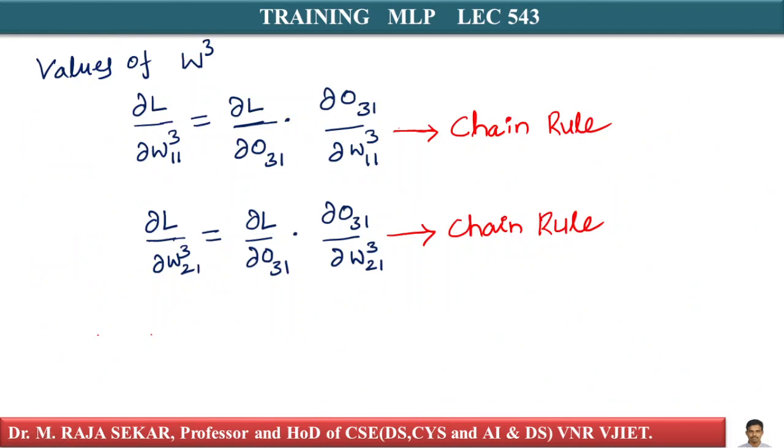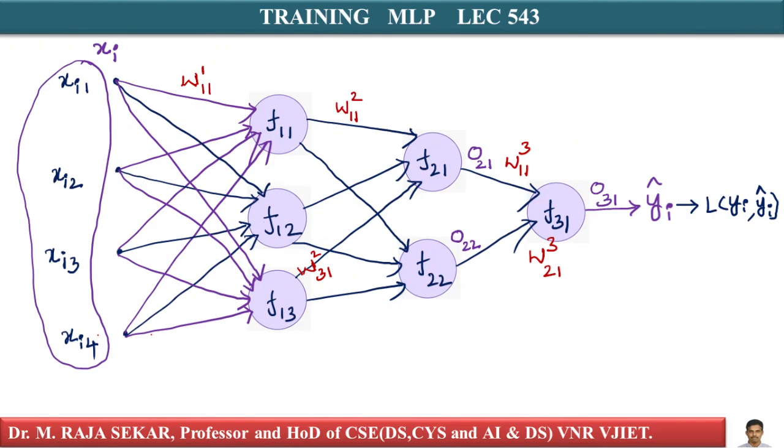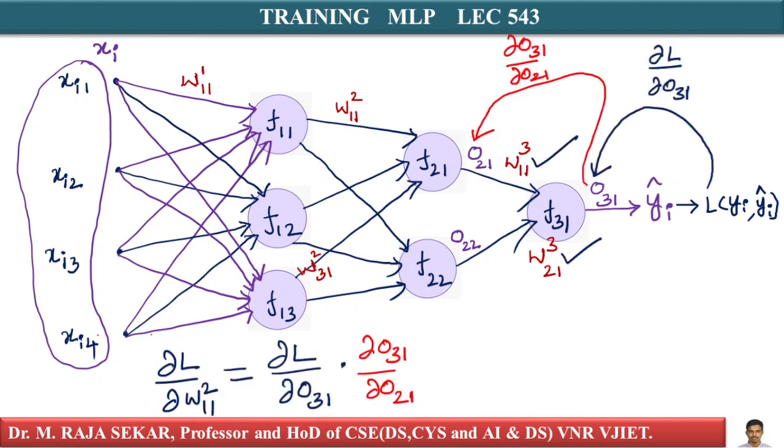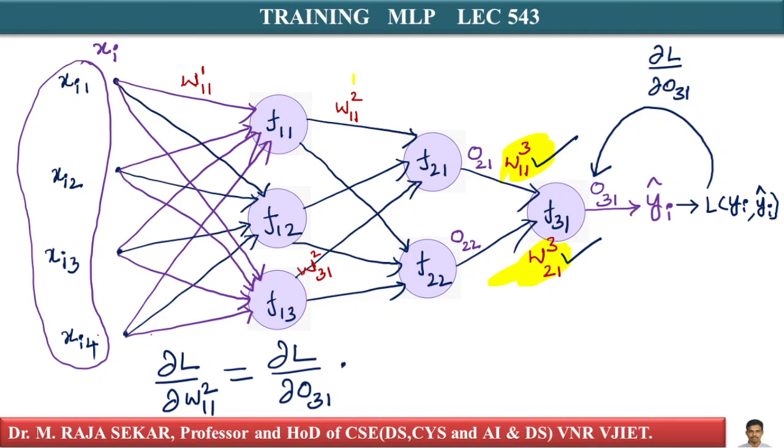We got W3. Now we will try to compute the values of W2. Let's discuss W2, which means let's discuss W211. What is this? We already calculated this part and this part. Now we will try to calculate W211, isn't it? We would like to calculate the derivative of L with respect to W211.